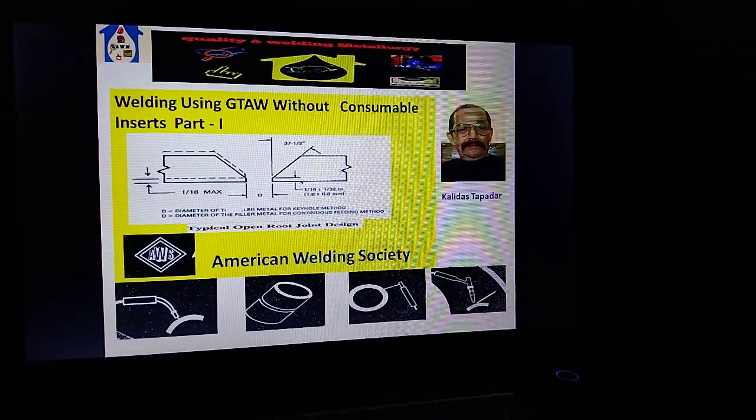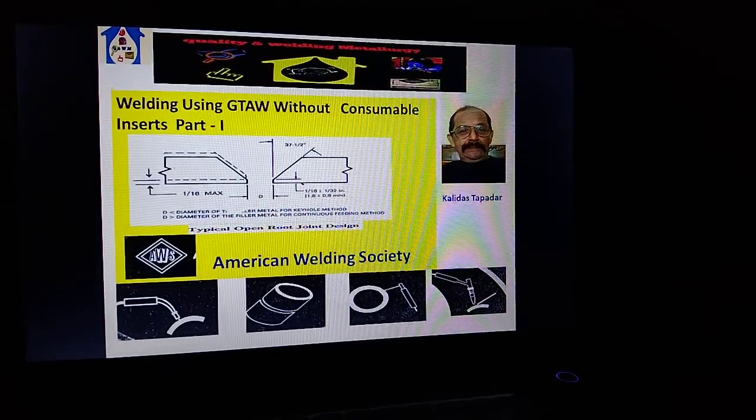Quality and welding methodology. Today we are discussing welding using GTAW without consumable insert. Part 1.